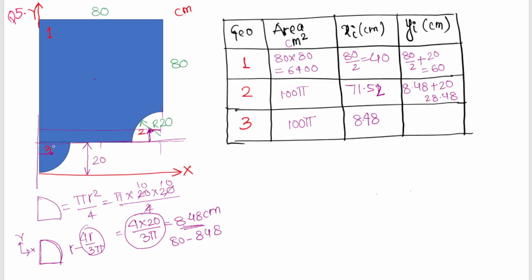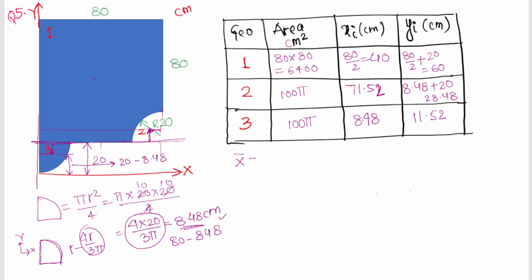And then comes this point. Remember, this is the flat side of this quarter circle. So this distance will be 8.48, but this entire height is 20. So this distance will be 20 minus 8.48. So I'm going to write this point will be 20 minus 8.48, which will give us 11.52. So 20 minus 8.48, 11.52. Now let's start putting the values.